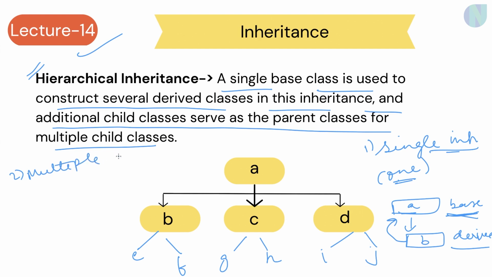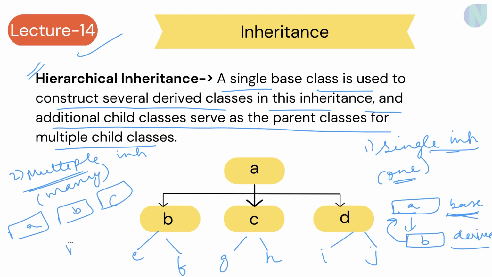Now coming to the second inheritance, that was what? Multiple inheritance. Again from the word you can see multiple means many. So whenever there are many base classes, like multiple base classes A, B, C, and there is one class which is inheriting properties from all these base classes, this is called multiple inheritance. Multiple, many; single, one.